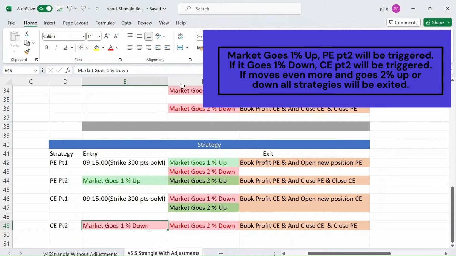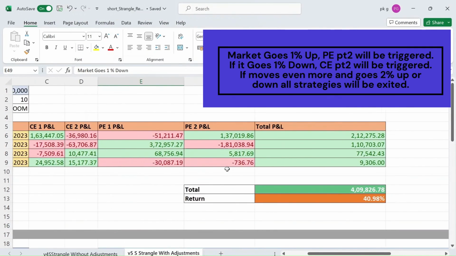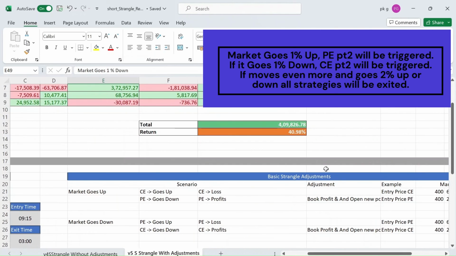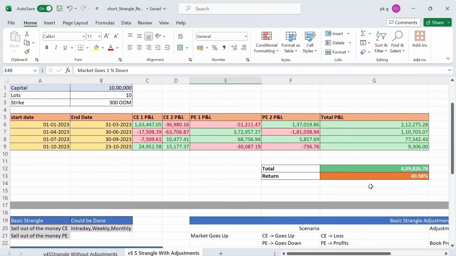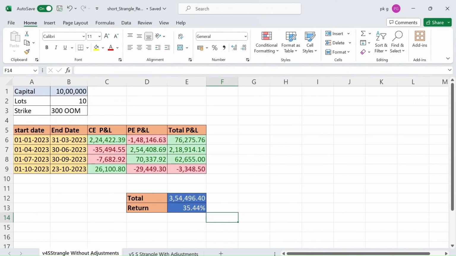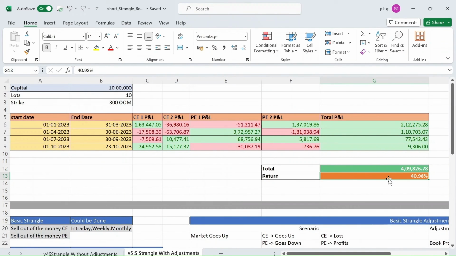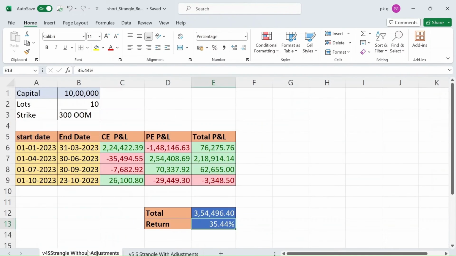So as you can see here, these are the backtesting results, which made like 40% return in these 8 months. But in the short strangle, that is, not with adjustments, we have made 35%. We only make like 5% extra return, but it should not be like that, right? We should make more profits when we have done adjustments. Why did that happen? Let's see.